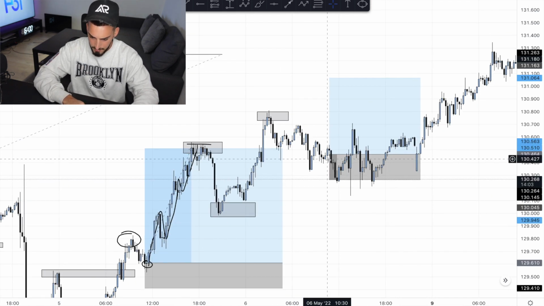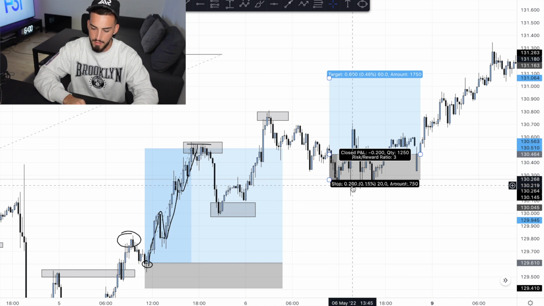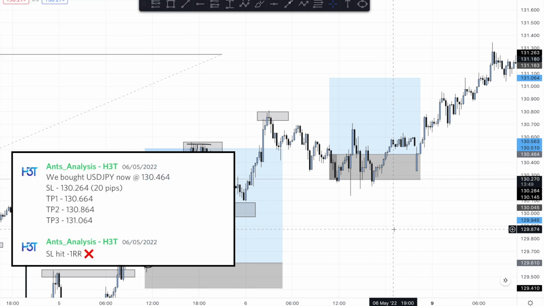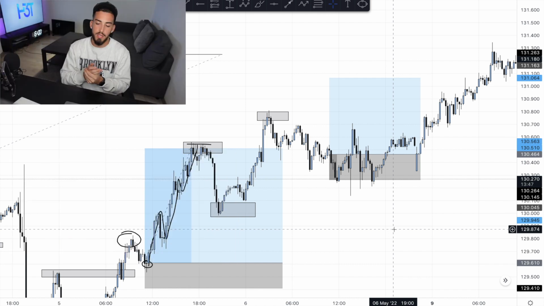Now, this trade here, we did actually get stopped out for a -1 risk to reward, but it's fine. It does not matter whatsoever. We stuck to our plan. We took the trade accordingly. We did nothing wrong. We can't fault ourselves for this. It's just one of those things. No one's invincible. No one's going to get everything 100% right in this industry. You've got to embrace the losses.